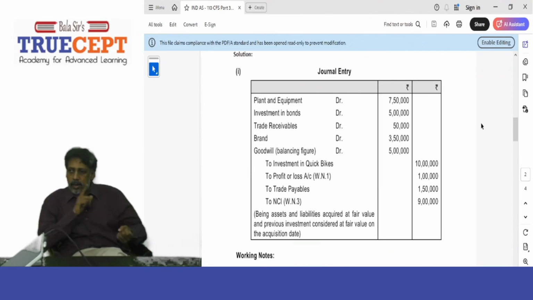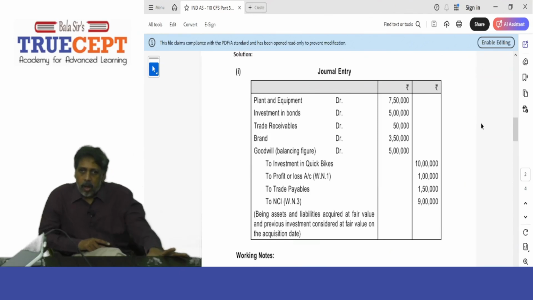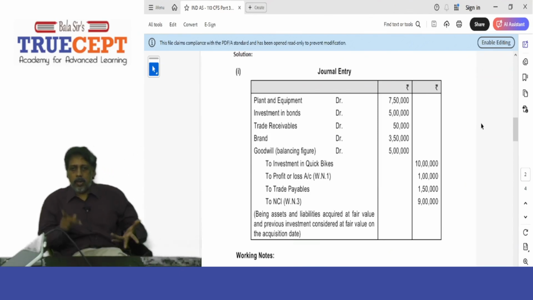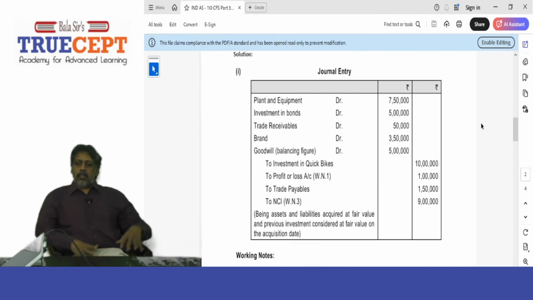So in all 10 lakh is credited, and the fair valuation of the previously held interest is credited to the profit and loss account in the same entry. That is the gain on fair valuation, 1 lakh rupees, and then credit non-controlling interest, rupees 9 lakh. Got it? So guys, with that we complete this example.